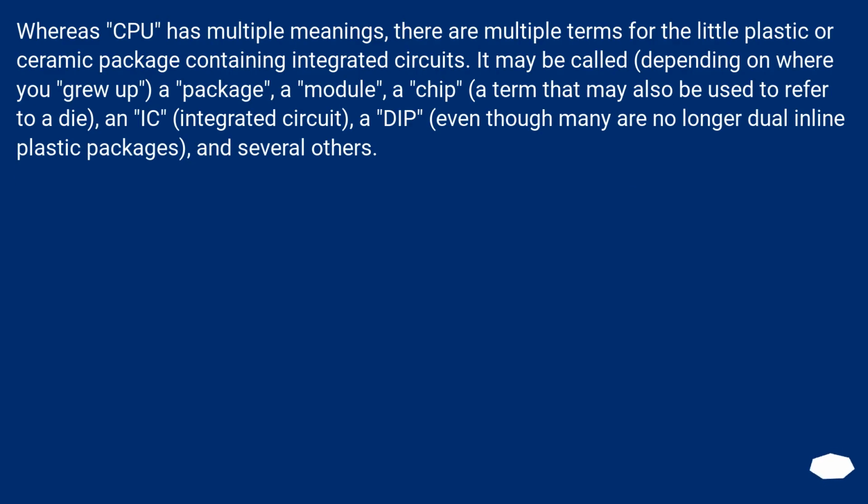Whereas CPU has multiple meanings, there are multiple terms for the little plastic or ceramic package containing integrated circuits. It may be called, depending on where you grew up, a package, a module, a chip, a term that may also be used to refer to a die, an IC, integrated circuit, a DIP, even though many are no longer dual inline plastic packages, and several others.